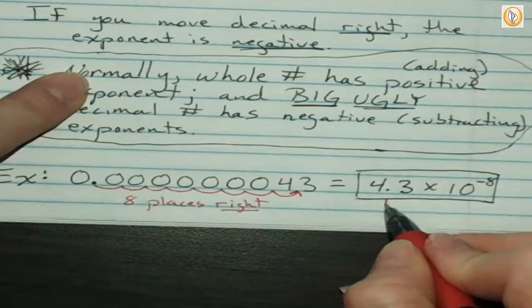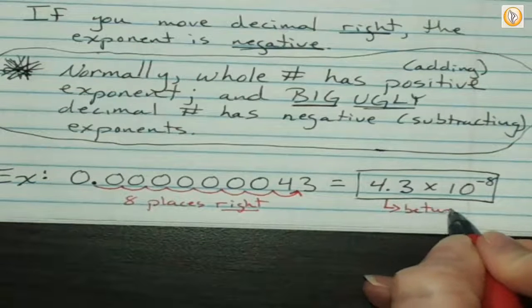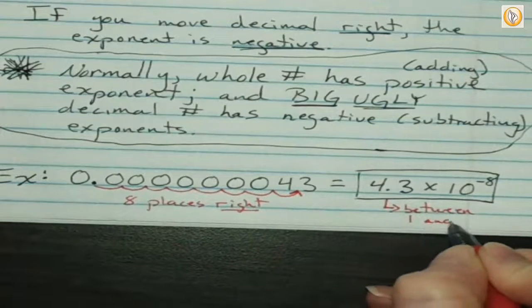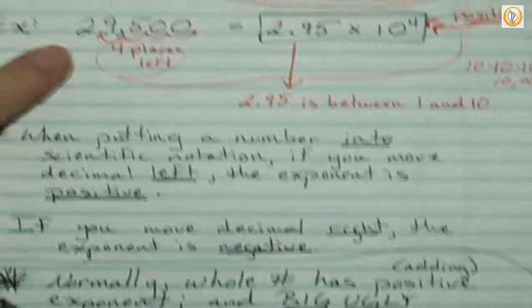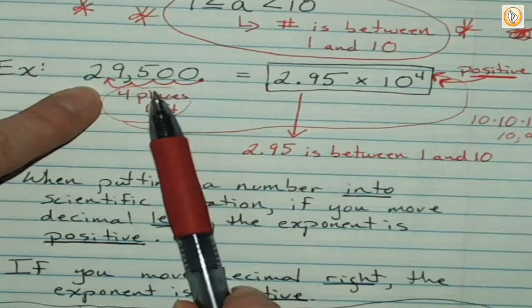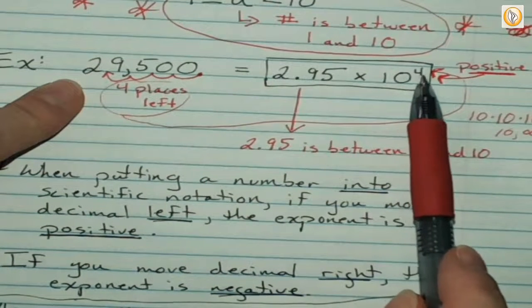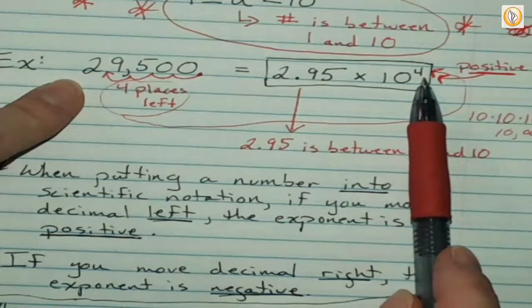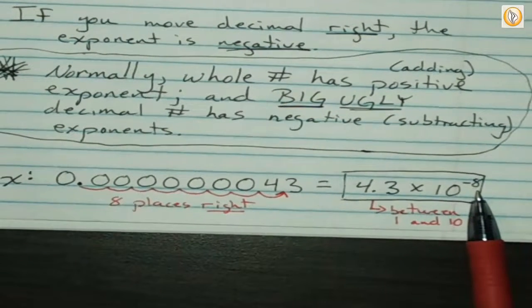Now, is this number between 1 and 10? Yes. So this is correct. Now, look at this one. Did we start out with big ugly? No, we didn't. And to put in scientific notation, which direction did we move the decimal? So we got a positive exponent. So this time, we moved the decimal right, and we got a negative exponent.